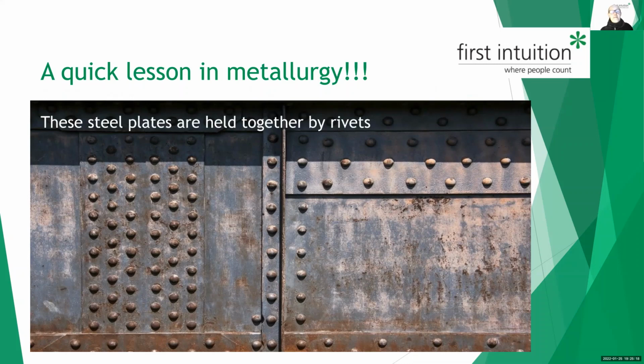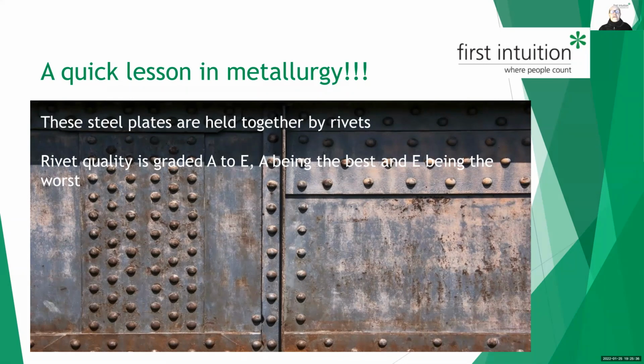Steel plates held together by rivets. Rivets are graded in quality. A grade A rivet, once it's held together, those panels can be hit with quite considerable force, and the rivet will hold. It might even deform slightly, but it will hold. A grade E rivet, on the other hand, is much more brittle, and if you give it a good whack, chances are the rivet is far more likely to snap. So, rivet quality grade A is the best, E is the worst.